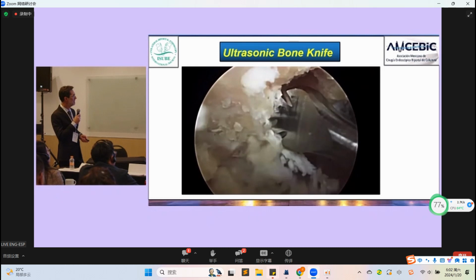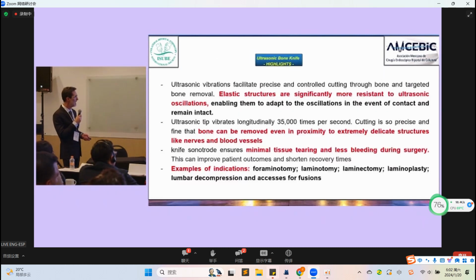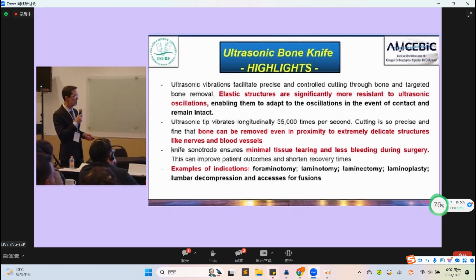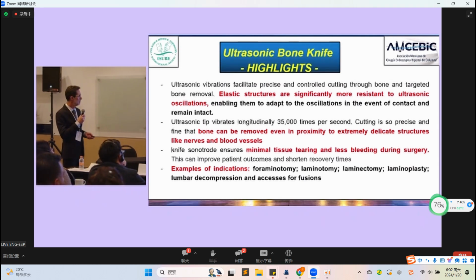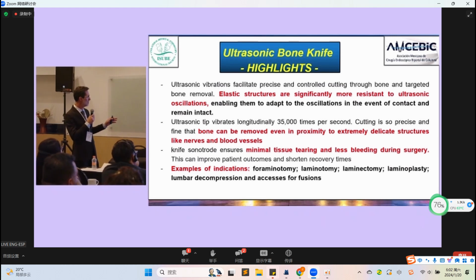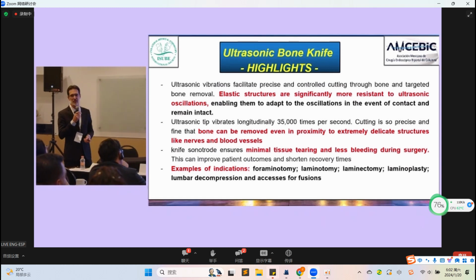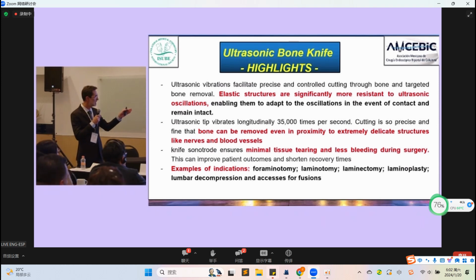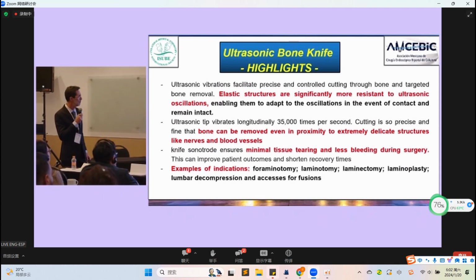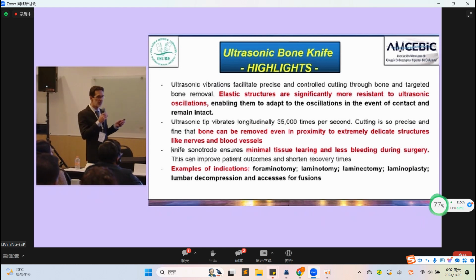Another technology that we can use, ultrasonic bone knife. Some highlights. The principle of the ultrasonic is a vibration, 33,000 per second, and elastic structures are significantly more resistant to ultrasonic. This enables us to use it in contact with nerves and with other structures.